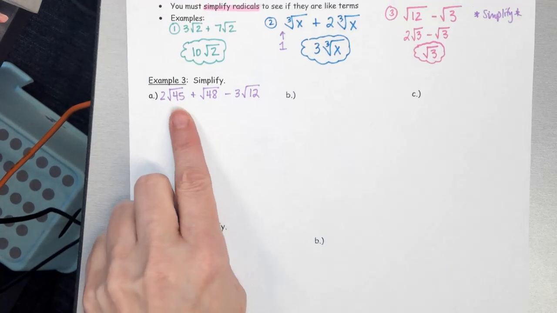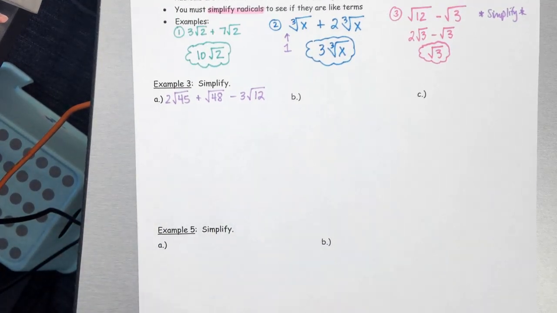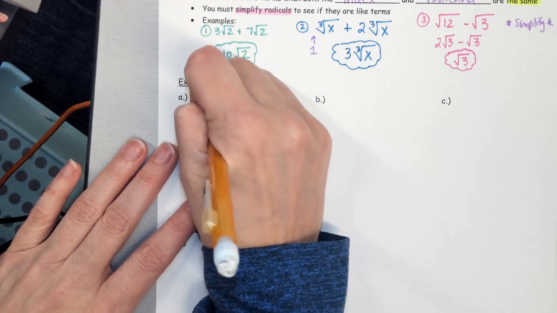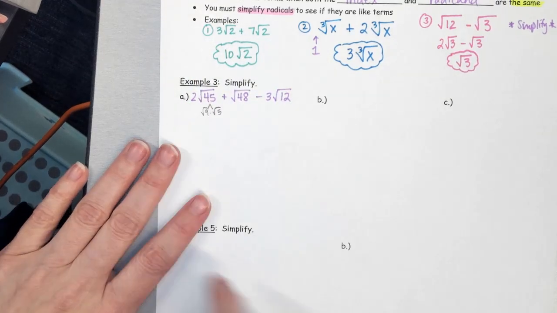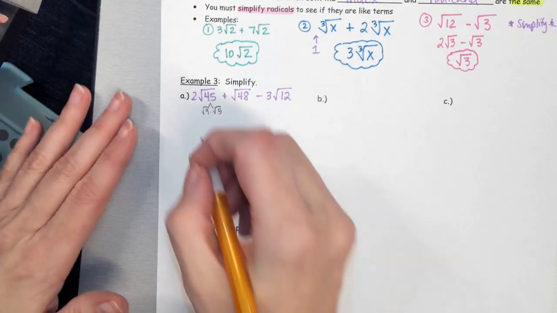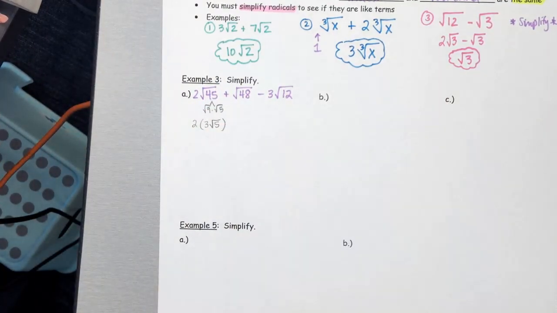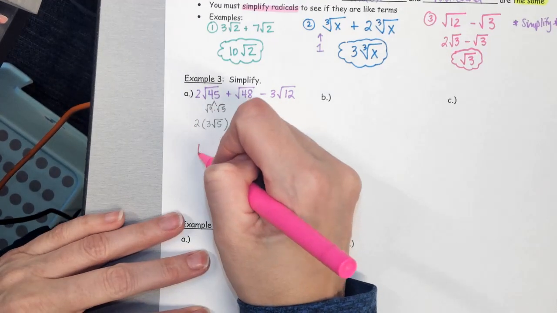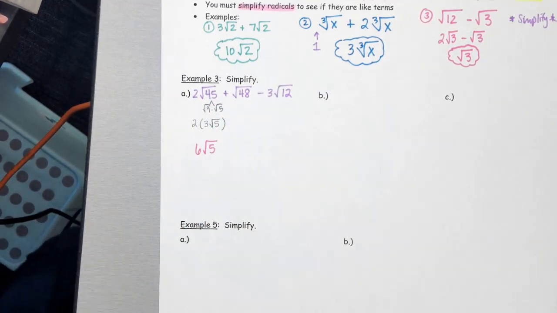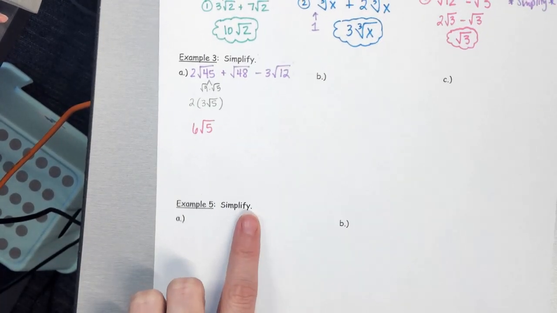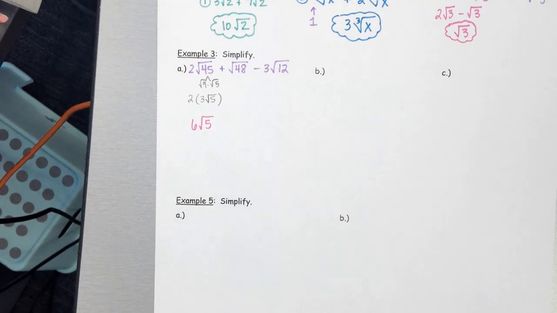Okay, so when you're simplifying something like 45, that's something I would expect us to know is going to break down into root 9 times root 5, right? Because 9 is a perfect square that goes into that. So this is like 2 times 3 root 5. So when you simplify that, you have 6 root 5. Based on that, I want you guys to simplify the next two. The square root of 48 and negative 3 root 12. And then you're going to combine the like terms there, okay?